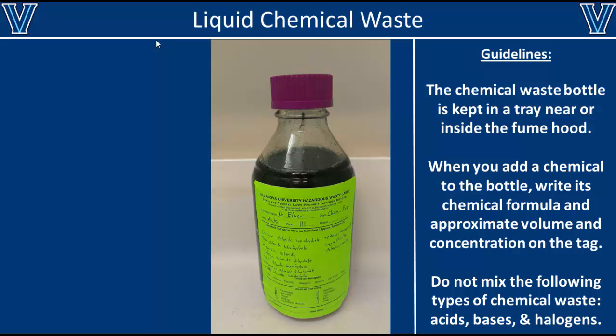Whenever you add a chemical to the bottle, make sure you update the label by writing the full scientific name of the chemical. Also, before adding a chemical to the bottle, check the label to make sure there won't be any harmful reactions between the chemical you're adding and chemicals already present inside the bottle. For example, you should always try not to mix large amounts of acids, bases, and halogens together. If you're ever in doubt on whether or not it would be safe to add a chemical to the waste bottle, contact your supervisor.